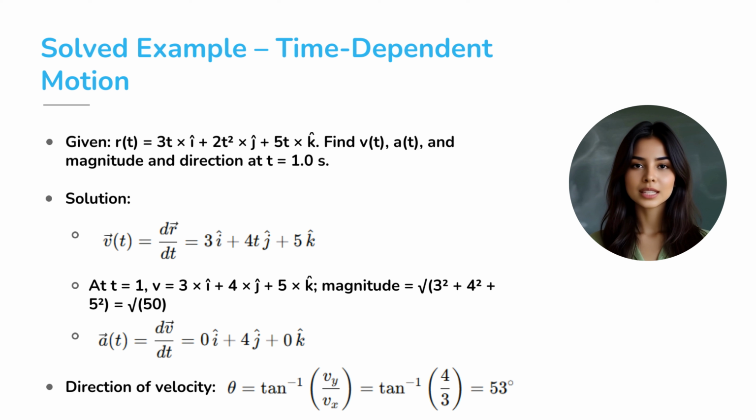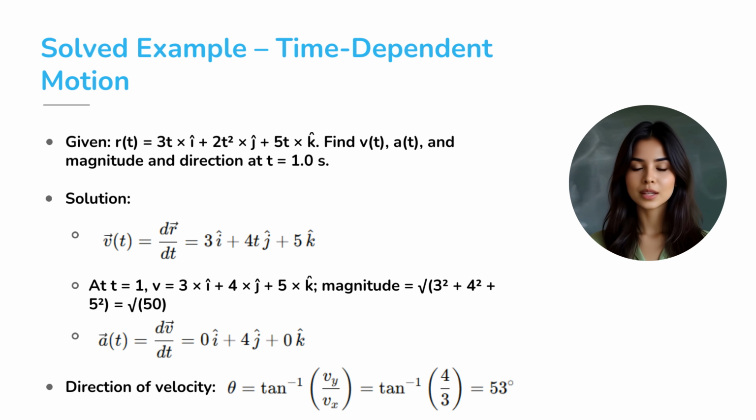Step 1. Finding the velocity. First, we differentiate r of t with respect to time t to get the velocity vector v of t. v of t equals the derivative of r of t with respect to t, which gives us v of t equals 3 times i hat plus 4t times j hat plus 5 times k hat. Step 2. Substituting values at t equals 1 second. At t equals 1 second, we substitute the value of t equals 1 into the velocity equation. v equals 3 times i hat plus 4 times j hat plus 5 times k hat.